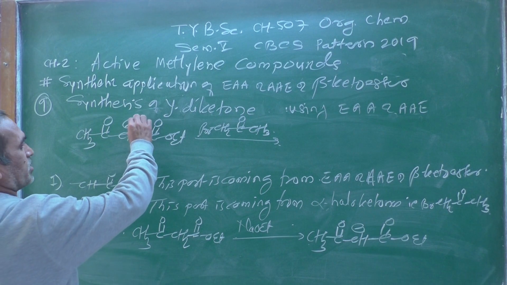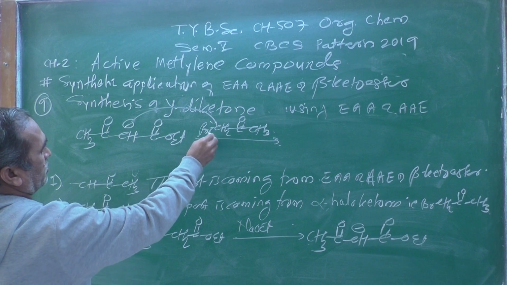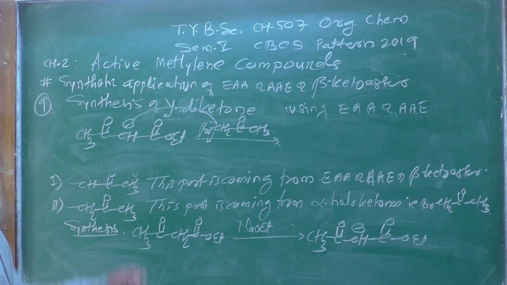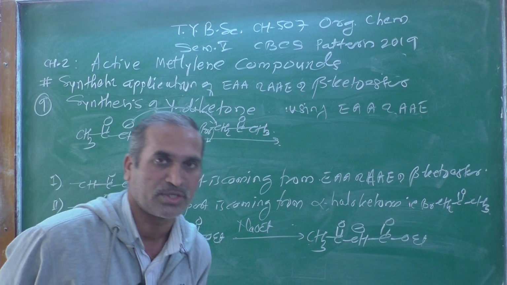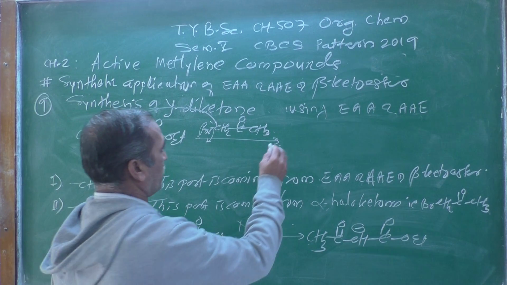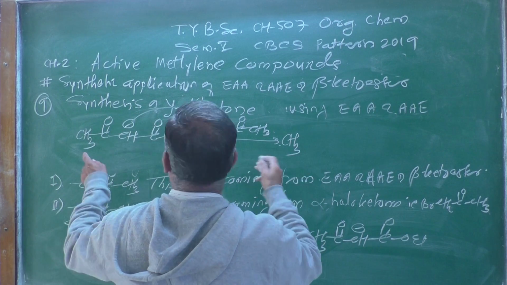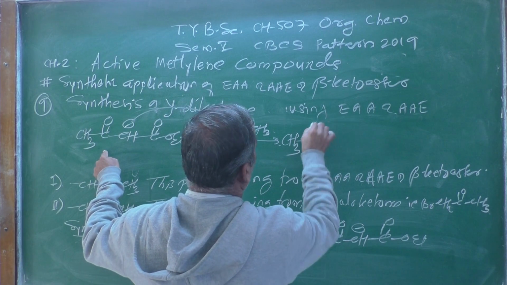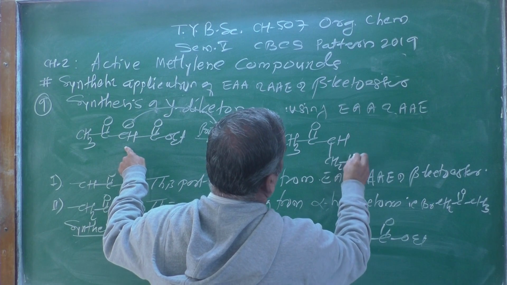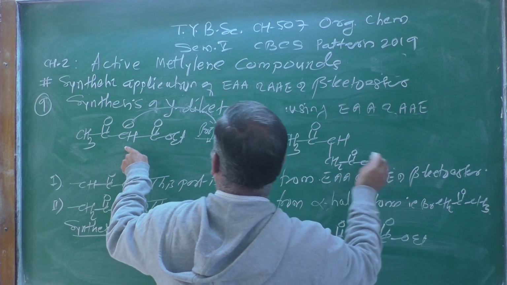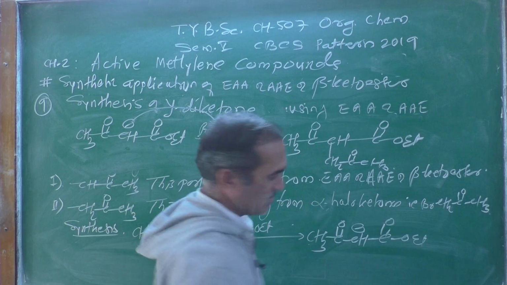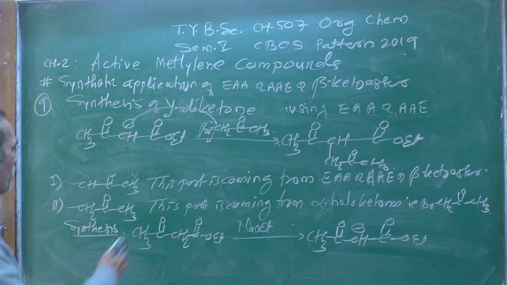This negative charge will attack that Br, CH2, which is electrophilic in nature, and that reaction is a nucleophilic substitution reaction. Br departs from here, and you will get the structure CH3, C double bond O, then CH, then CH2, C double bond O, CH3, and finally C double bond O, OEt. This is the part which we are getting over here.